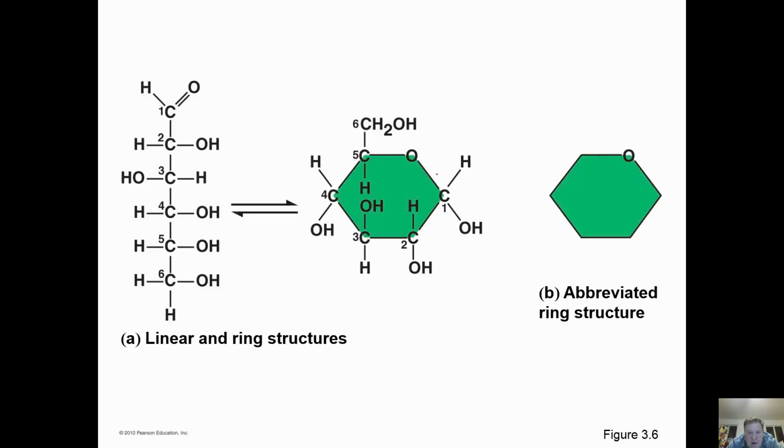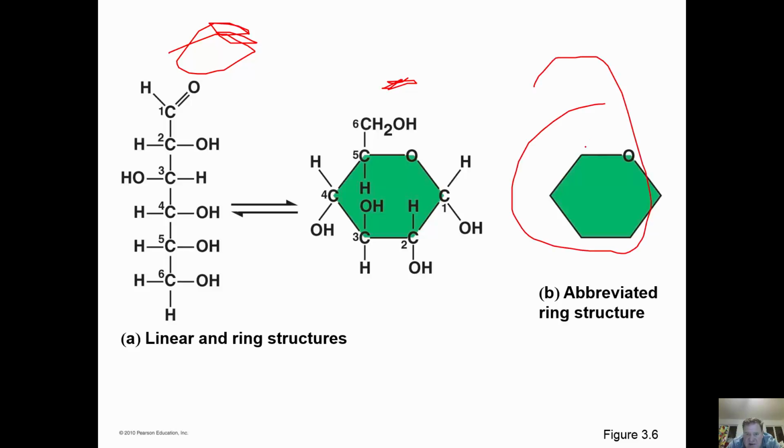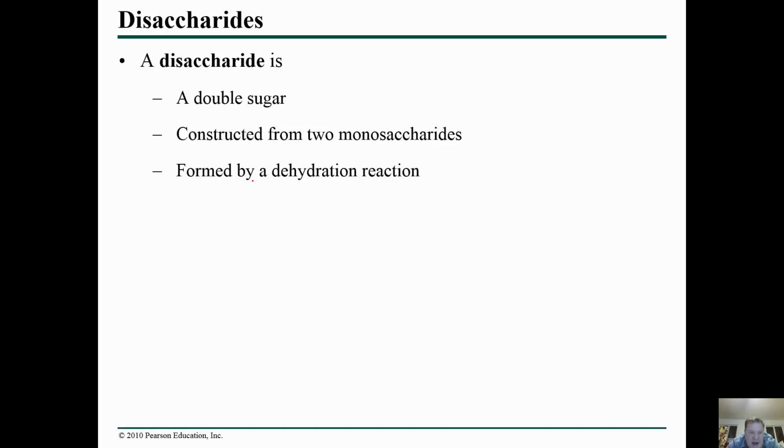This is looking at the overall structure of what a 6-carbon glucose molecule would look like. We can represent this as a linear chain and as a ring. This is the abbreviated structure with the hydrogen atoms and the hydroxyl groups not on there. And basically, chemists would tell you that both of these exist in equilibrium and that they are constantly switching back and forth.